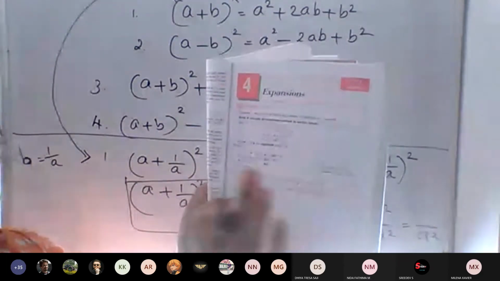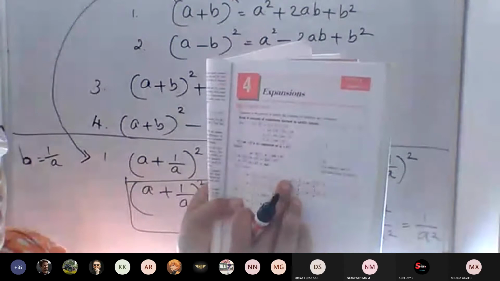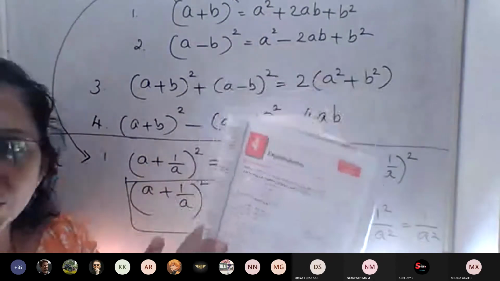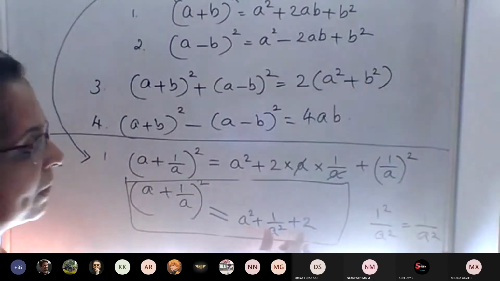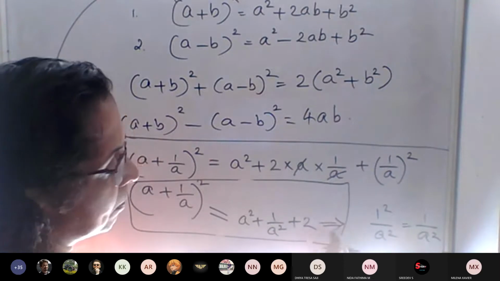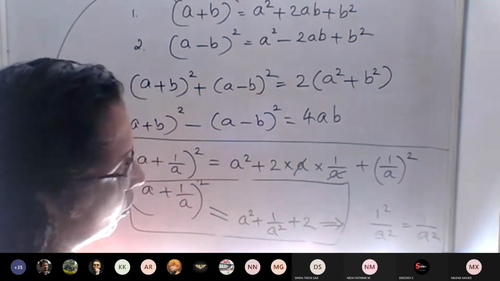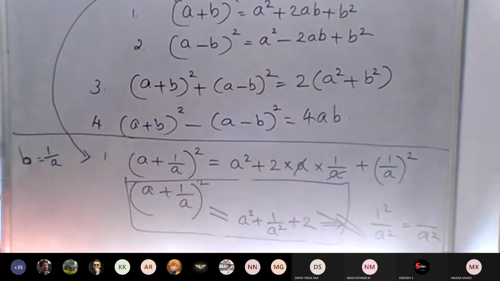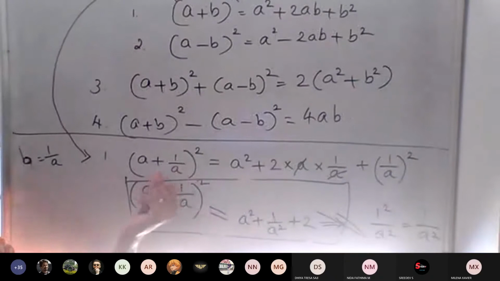Understood, no? No need of writing that implies. Only write A plus 1 by A whole square is equal to A square plus 1 by A square plus 2. After that, in your text, an implies is there and something is written there. No need of writing that. Okay. Similarly, after this I will explain about that.